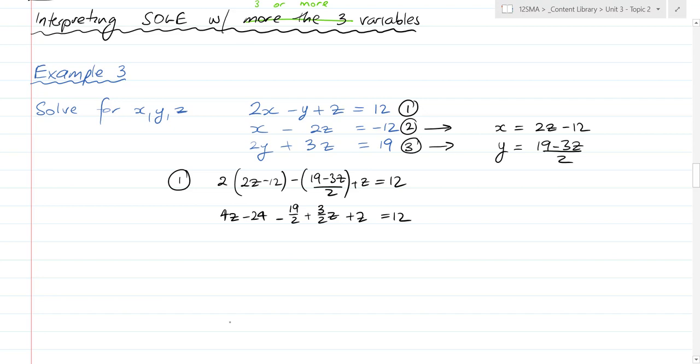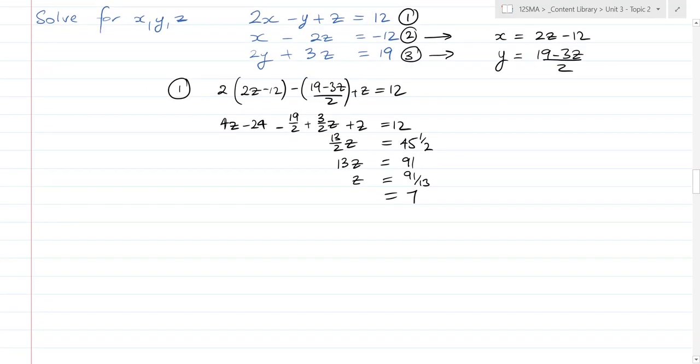Moving all the numbers to one side and keeping all the z's on the other side, 4z plus 3/2 z plus z is 6.5z. So I'll make that 13/2 z. And 12 plus 24 is 36, plus 19/2, 45.5. 45.5, multiplied by 2, and I get 13z is equal to 91. z is equal to 91 over 13, and 91 over 13 is 7.